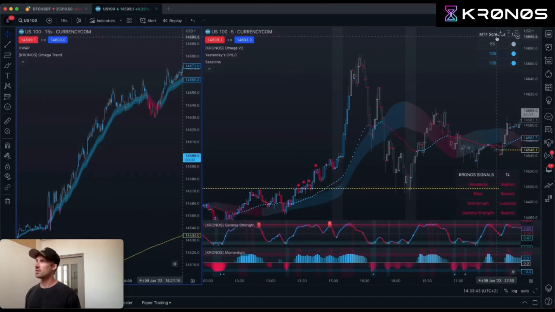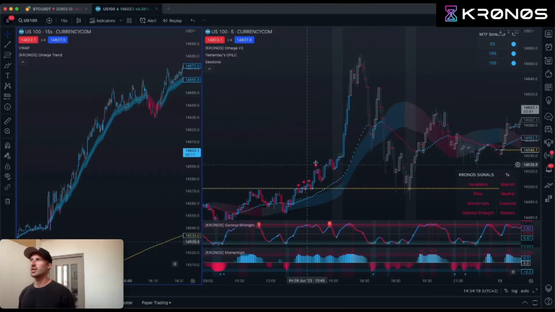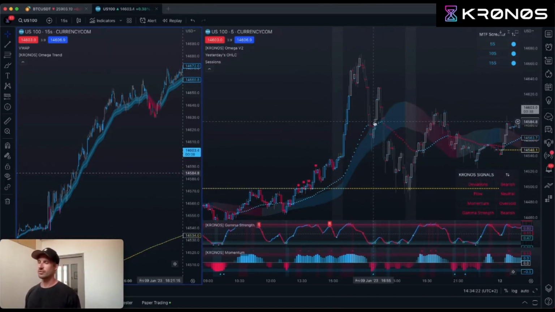And then you have the MTF screener, which is the multi-time frame screener. Essentially what it does is that it flickers from one color to another in real time. It shows you what the 5 second, 10 second, 15 second is doing, instead of the 5 minute here. So if this is blue, is the price above the Omega V2 ribbon, or is it below the Omega V2 ribbon? That's what it does. And I use this to confirm my entries. So it's very, very important.